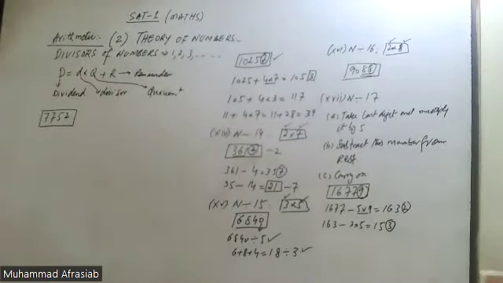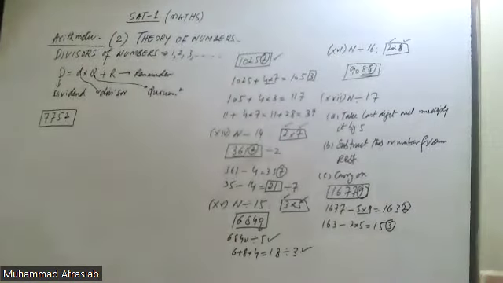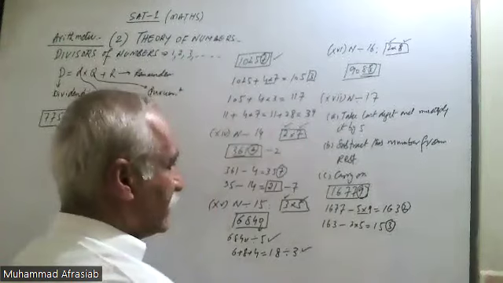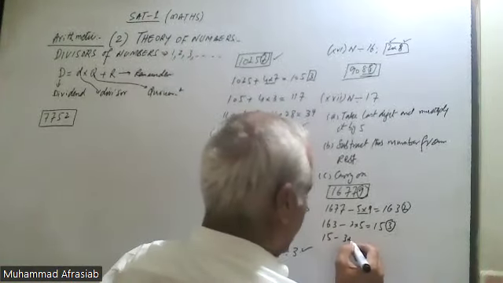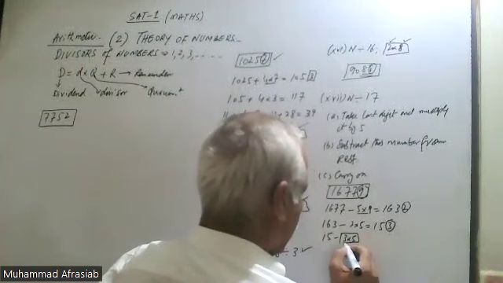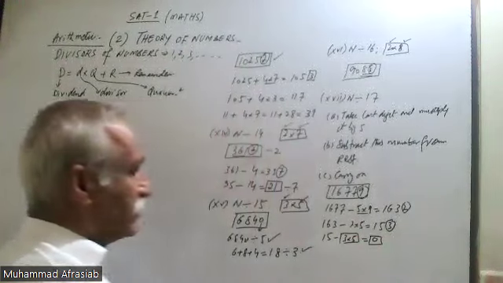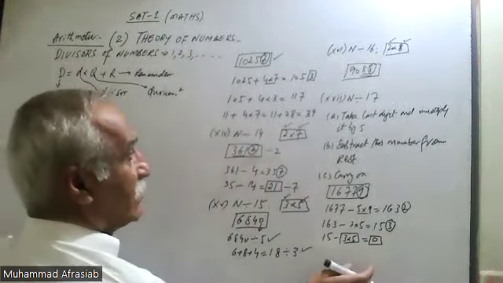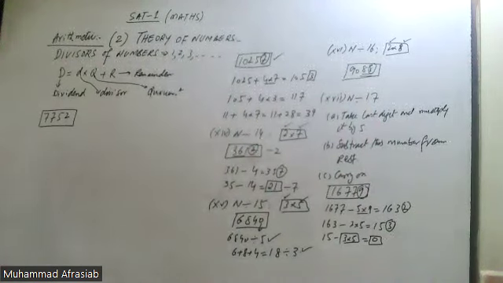Now, this 153 is the last number left there in the last example. We can take it 15 minus 3 into 5, that is equal to 0. So since we are getting the remainder equal to 0 there, so this number is divisible by 17. Let's take another example of this.